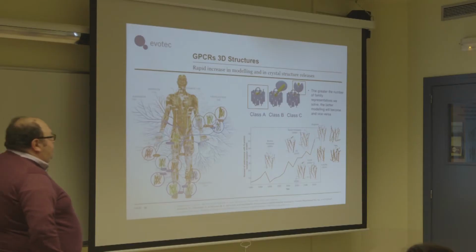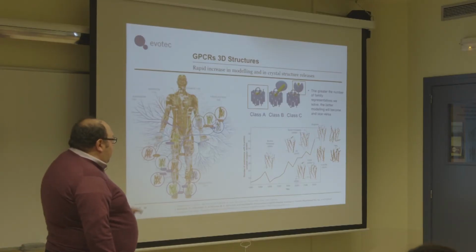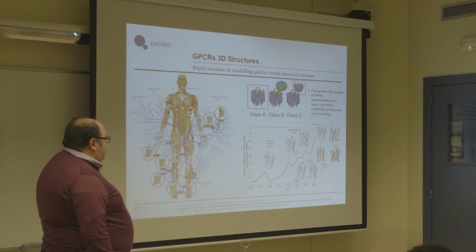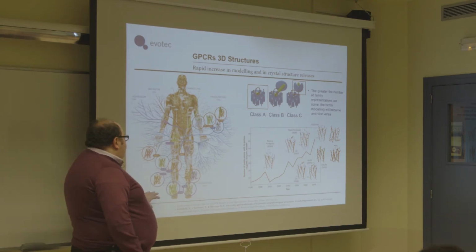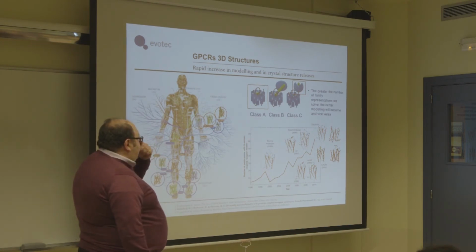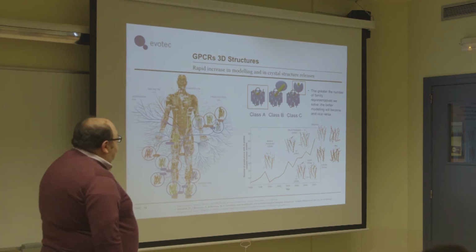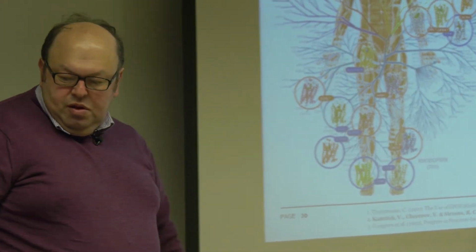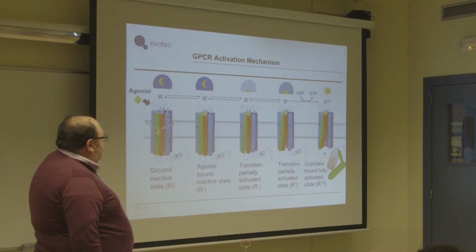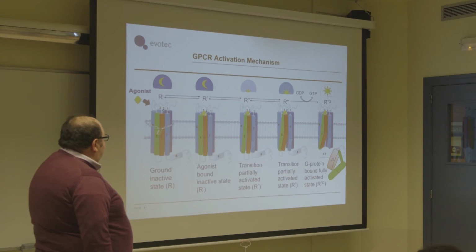The number of three-dimensional structures of GPCRs is growing tremendously. Many groups are working on this. We have many GPCRs, and they can be divided into three classes, class A, B, and C, depending on where the ligand binds and on the overall sequence. This is one of my last slides regarding the theory of what a GPCR is.